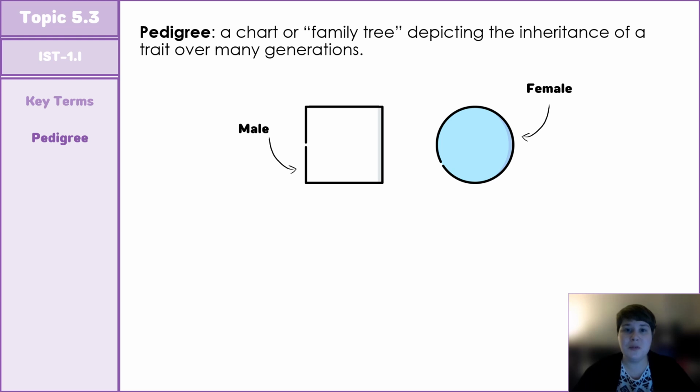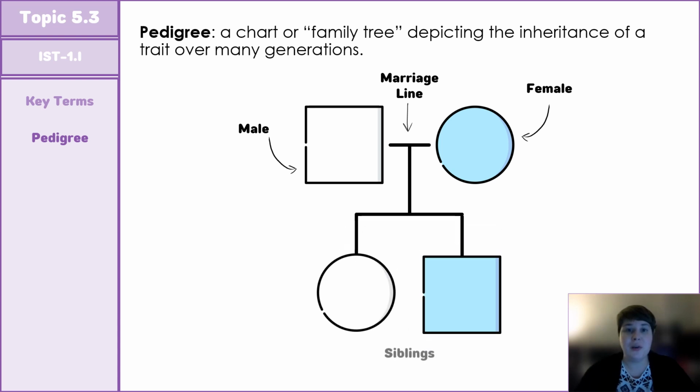When two individuals get married, we add a marriage line between them. This is going to be just a simple horizontal line connecting those two shapes. From there, we can show their offspring that are produced using a branching line. So here we can see that they have 2 children, and those children are siblings. Notice how they branch off of the parents' line.